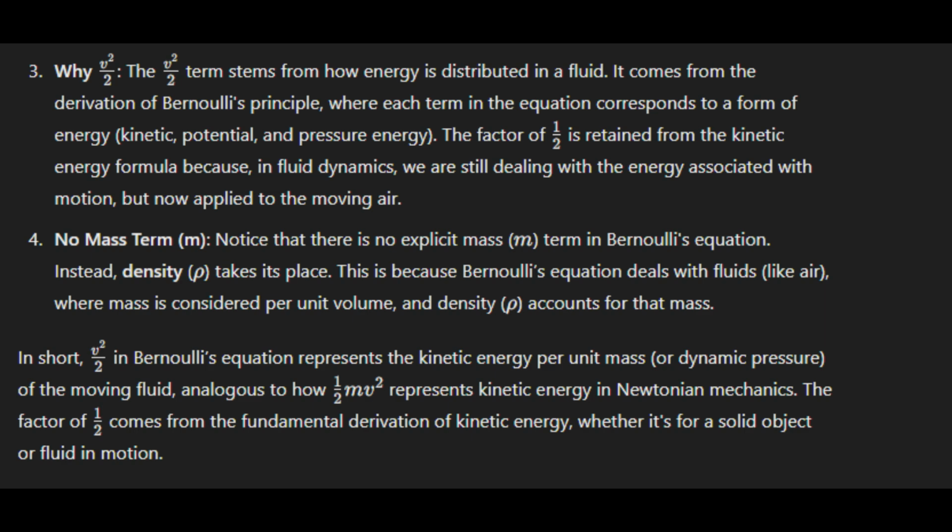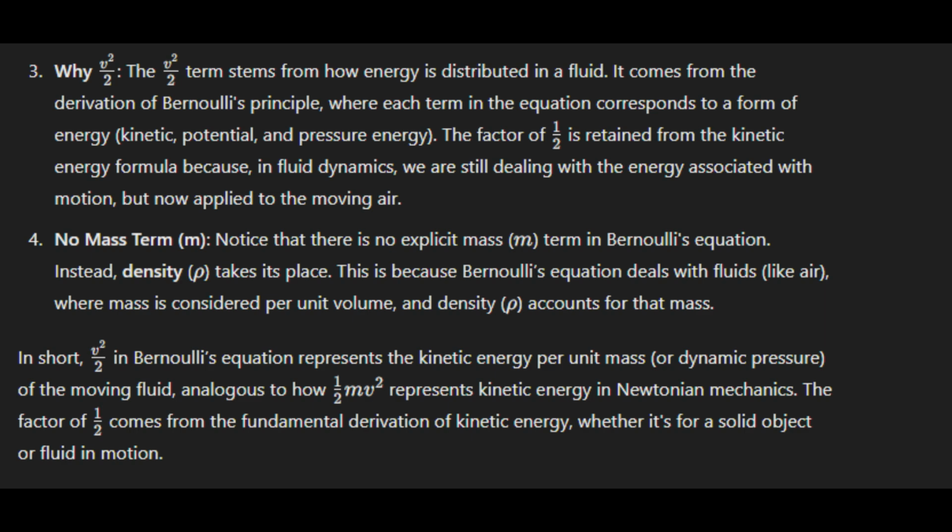3. Why v squared over 2? The v squared over 2 term stems from how energy is distributed in a fluid. It comes from the derivation of Bernoulli's principle, where each term in the equation corresponds to a form of energy: kinetic, potential, and pressure energy. The factor of 1 over 2 is retained from the kinetic energy formula because, in fluid dynamics, we are still dealing with the energy associated with motion, but now applied to the moving air.